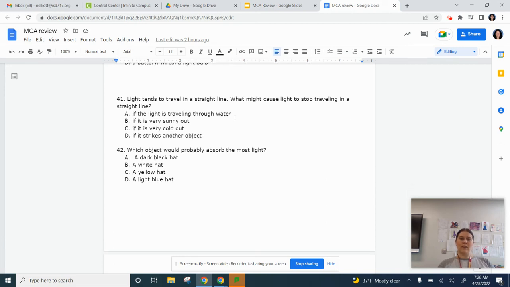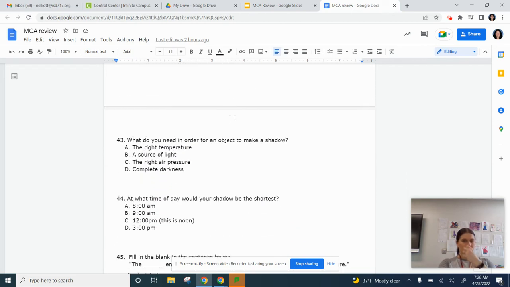Light tends to travel in a straight line. What might cause light to stop traveling in a straight line? If the light is traveling through water, if it is very sunny out, if it is very cold out, if it strikes another object. Which object would probably absorb the most light? A dark black hat, a white hat, a yellow hat, a light blue hat.